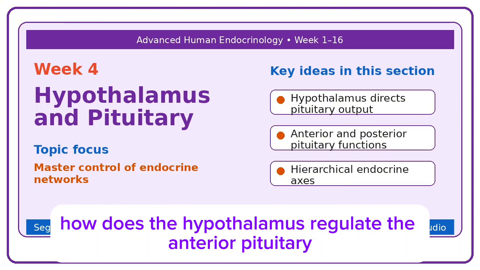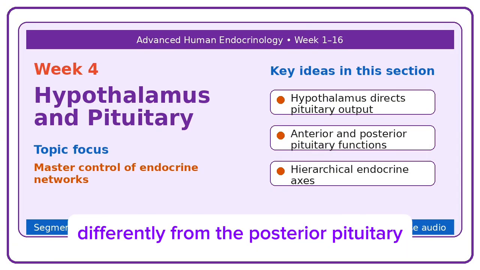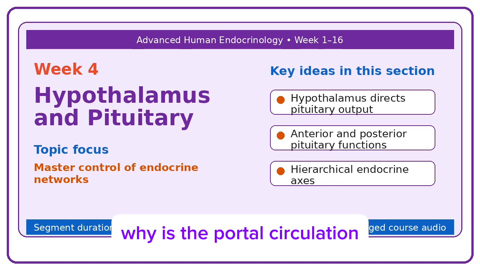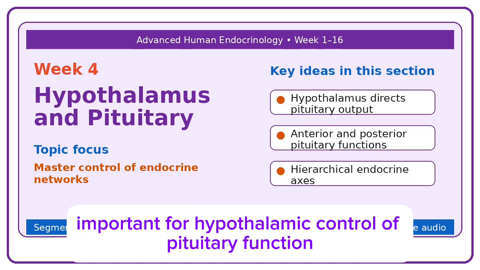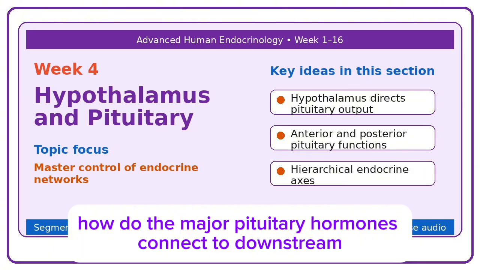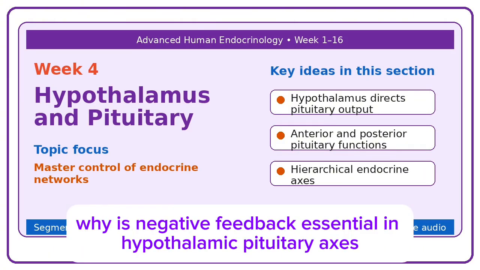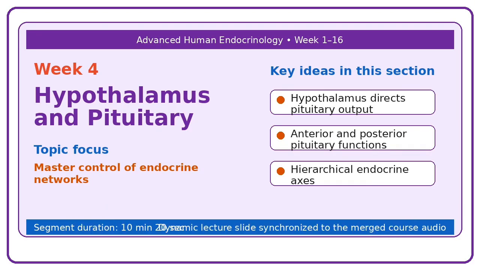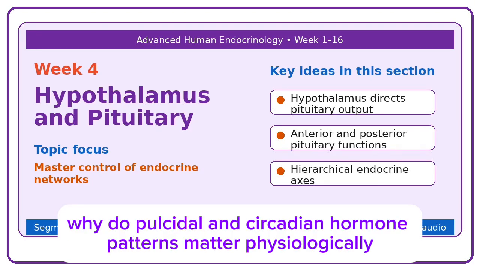Reading guide. How does the hypothalamus regulate the anterior pituitary differently from the posterior pituitary? Why is the portal circulation important for hypothalamic control of pituitary function? How do the major pituitary hormones connect to downstream endocrine glands? Why is negative feedback essential in hypothalamic-pituitary axes? Why do pulsatile and circadian hormone patterns matter physiologically?